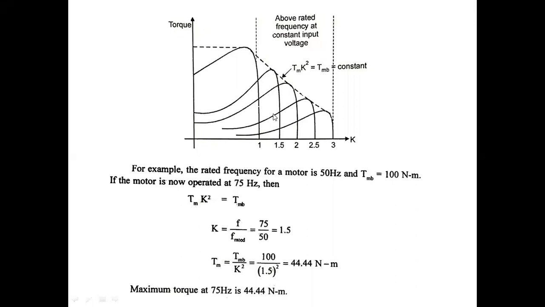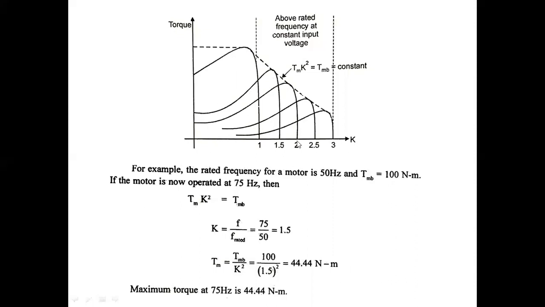This is another speed torque curve I am drawing. This is the induction motor speed torque curve only. But what change you need to show is that the maximum torque has fallen from k equals 1 to k equals 1.5. The curve's shape should be the same.